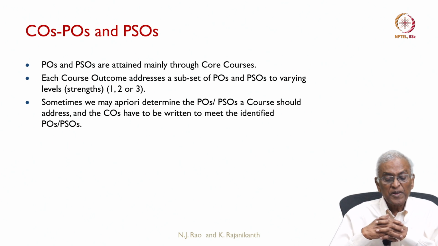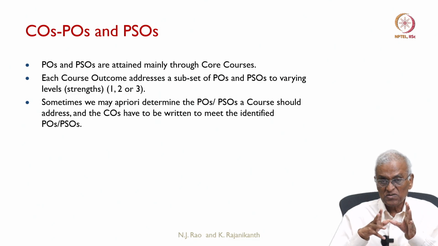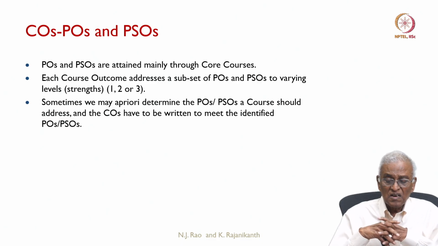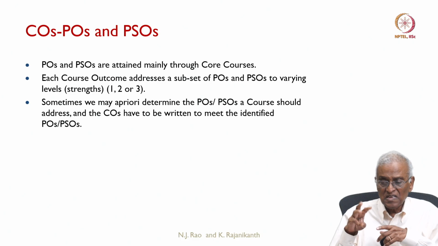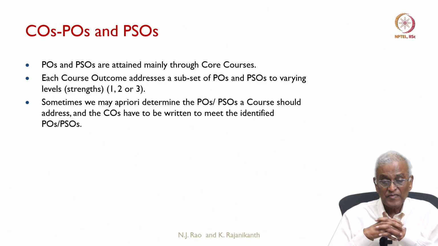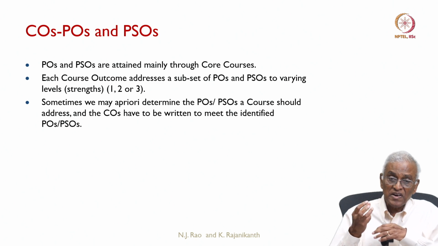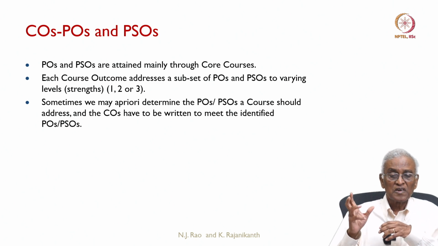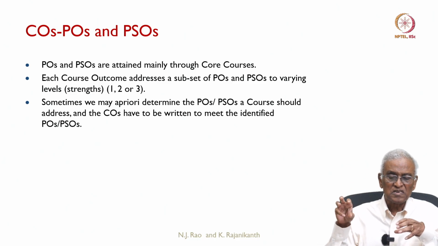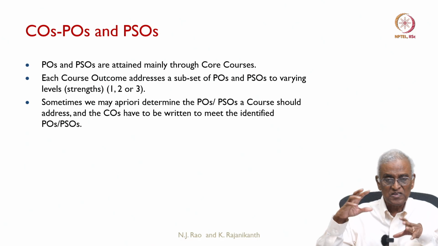Sometimes we may determine a priori the POs and PSOs a course should address, and the COs have to be written to meet the identified POs and PSOs. That is, I want my course to address these following 3 POs, and to that extent I have to write COs to address them, not post facto. That is, I write my COs and look for which POs these are likely to address. That is one way of doing it.